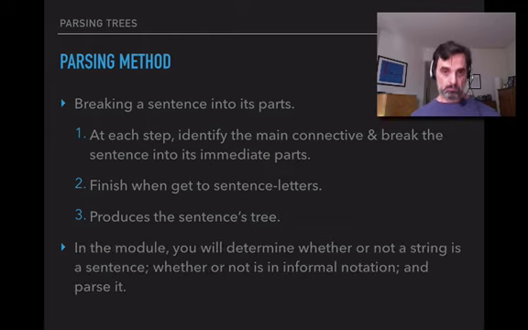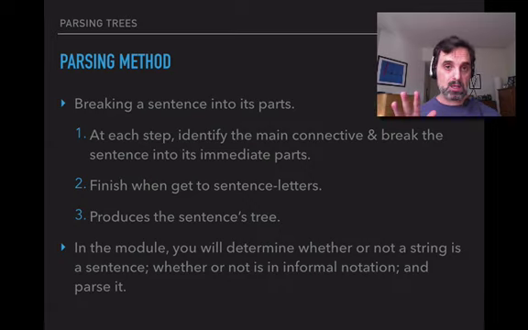And so in the module, you'll have to do two things. You'll be given a string of symbols, and you have to figure out, is it a sentence or not? If it is a sentence, you can produce a parsing tree of it, and so you have to do that. And if it is a sentence, you also have to decide, is it in official notation or informal notation? So is it official, informal, or not well formed? And then if it's official or informal, you produce a tree.